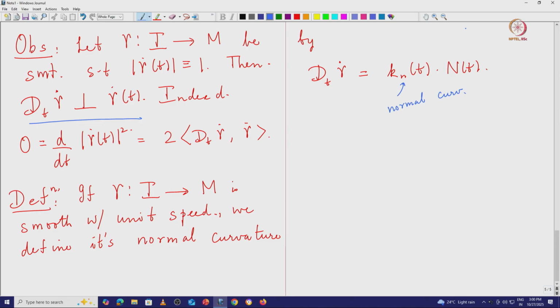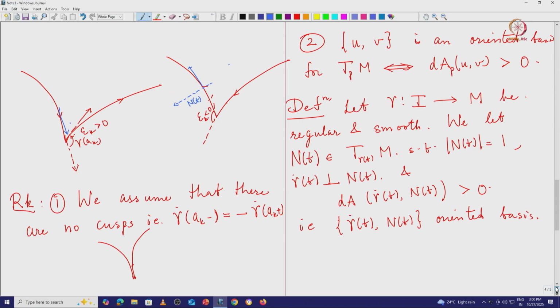So, it could be both positive or negative depending on how your normal vector is oriented with respect to the velocity vector. So, for instance, if you go back to this picture, here you see that the tangent vector is actually turning towards the normal vector. So, here this kn would actually be positive, and in the other picture the kn would be negative.